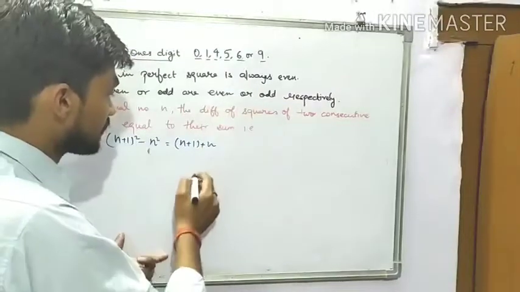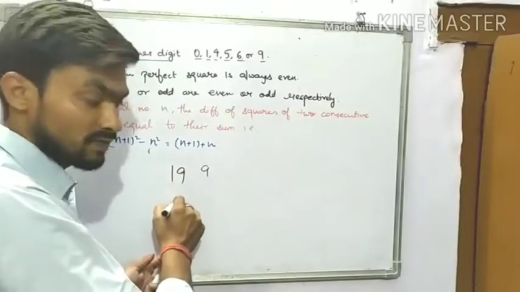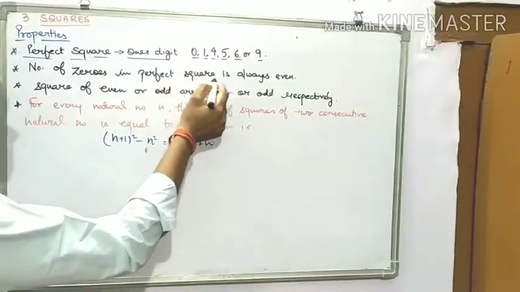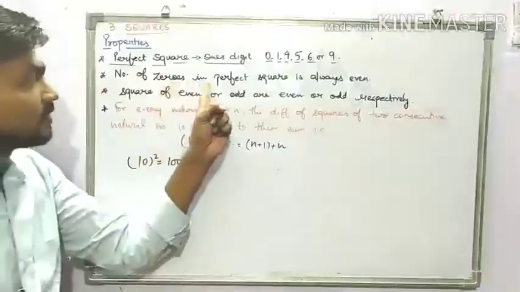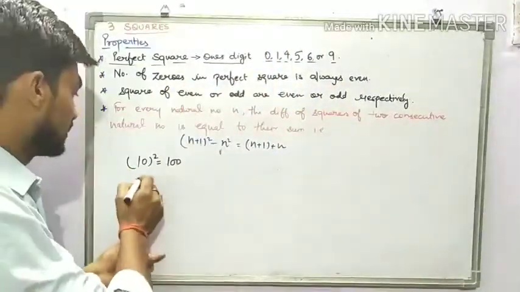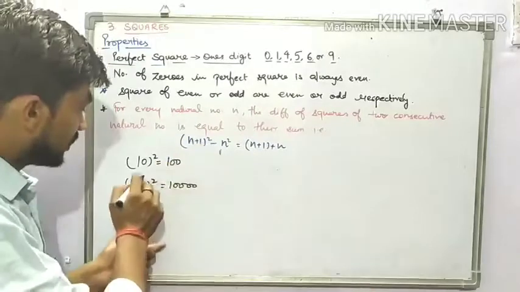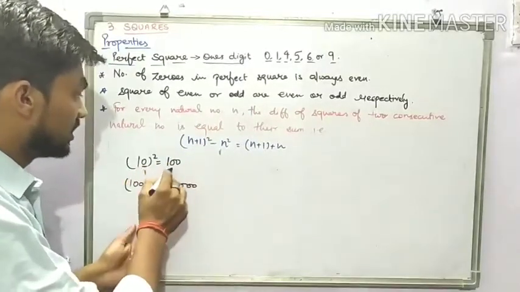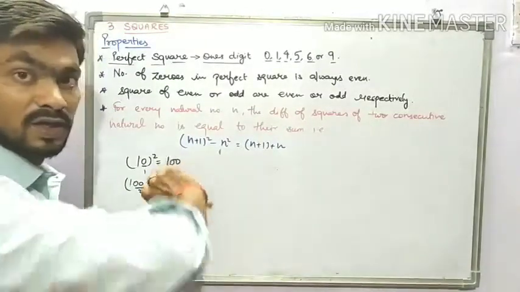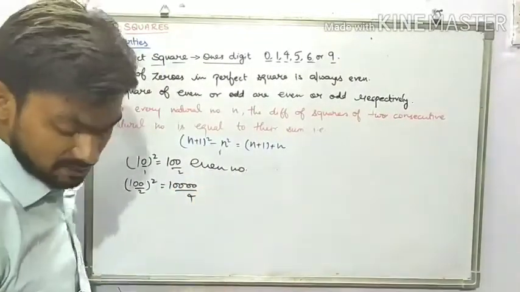Like 9 is a perfect square, but 19 is not a perfect square. So keep this in mind. Next, the number of zeros in a perfect square is always even. Write the square of 10: 100. Square of 100: 10,000. So what do you see? Here 1 zero, here 2; here 2, here 4. Means in the square you will always get an even number of zeros. This is the second property.